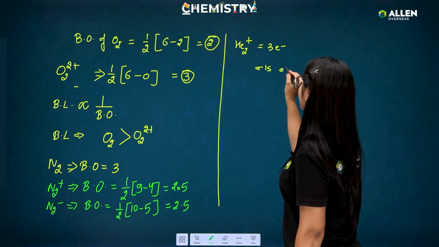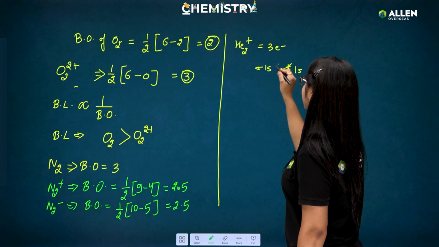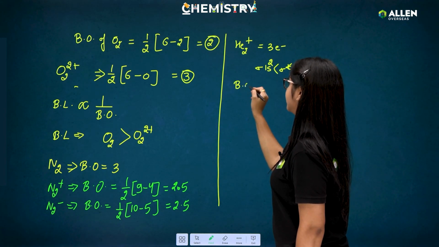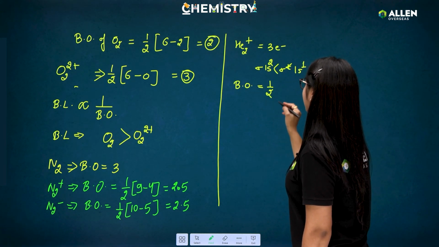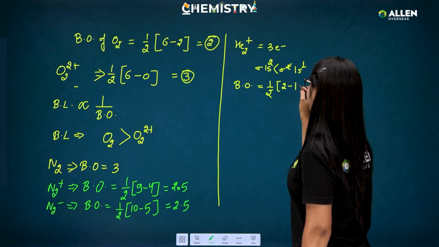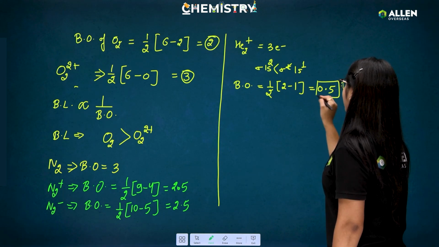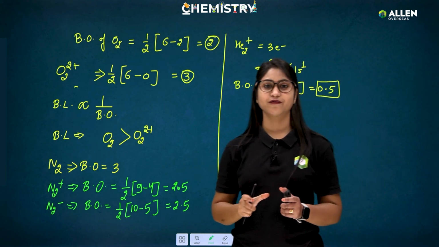So sigma 1s will have 2 and sigma star 1s will have 1 electron. So bond order equals 1 by 2. Bonding electrons are 2, anti-bonding is 1, so it will be 0.5. So He2 positive has a bond order of 0.5.